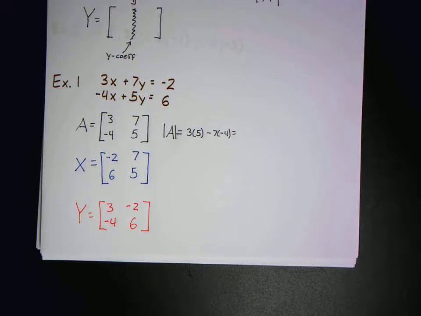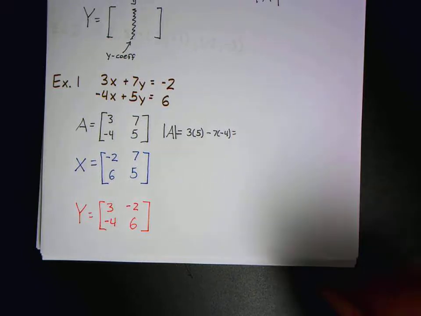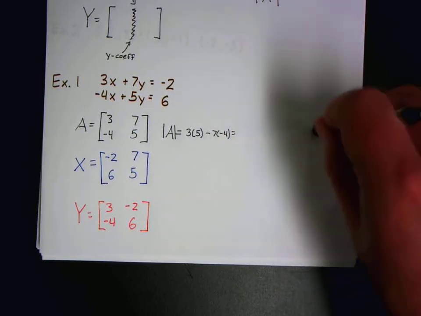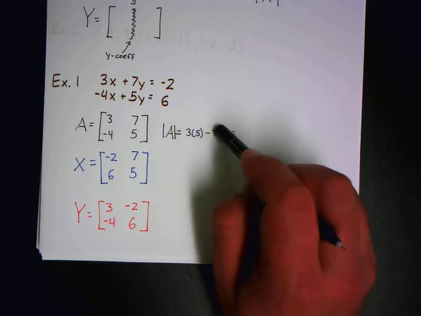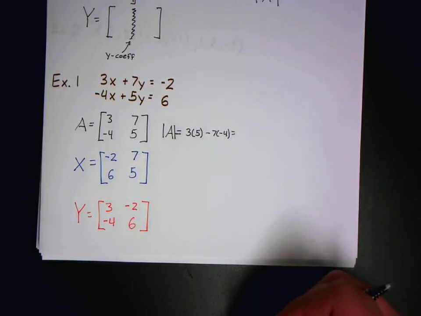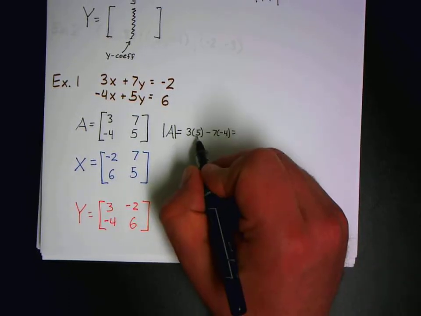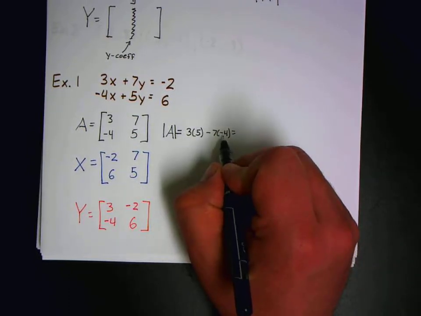So if I had a third set, then I would add. So it'd be plus, minus, plus, minus, plus, minus. But with a 2 by 2, you always subtract. You always start with addition. So plus, minus, plus, however many rows and columns you have. Okay, so this is going to be 15 plus 28. So 43.